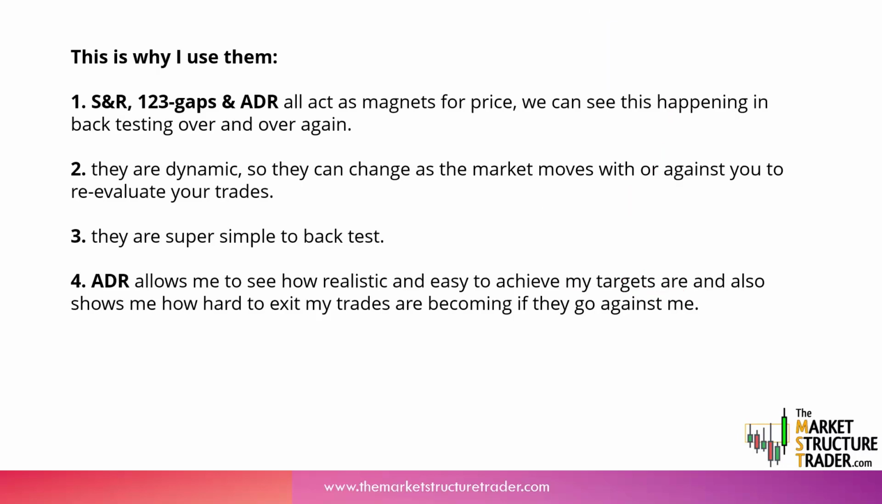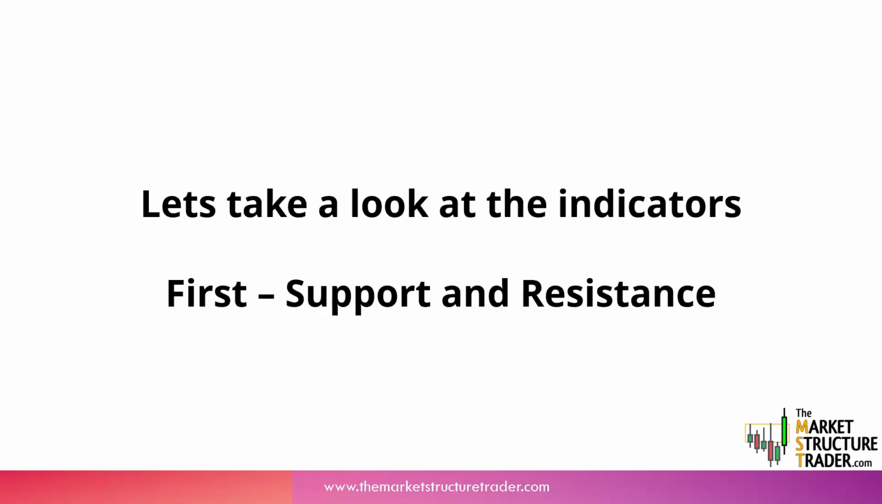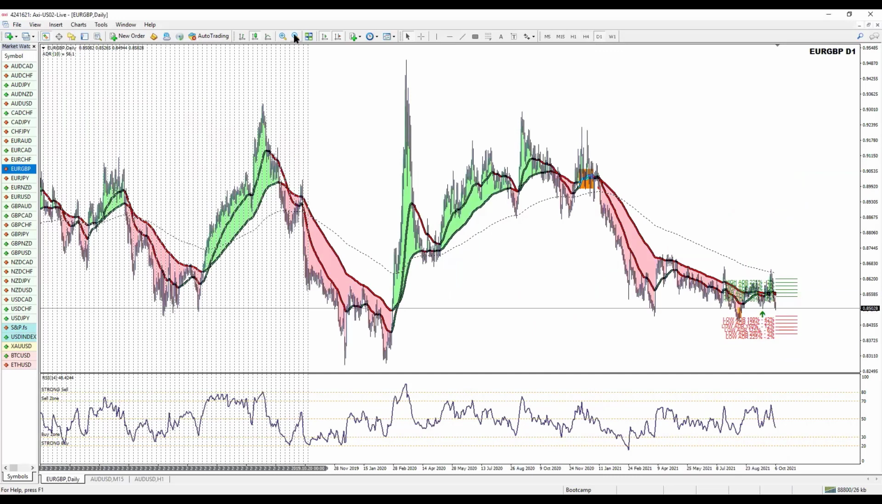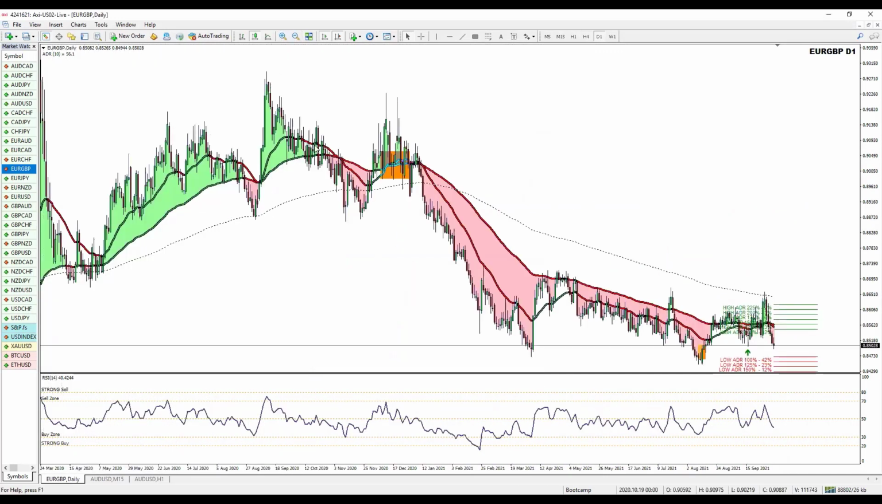So let's take a look at the indicators. This first one isn't really an indicator. This is support and resistance, right? Really, really simple. All support and resistance is, is a line on the chart, okay? So let's go out to the daily and we'll have a look at some support and resistance levels, okay?